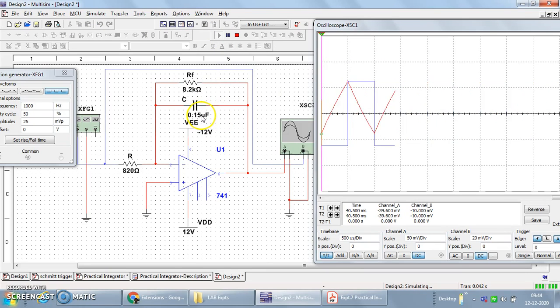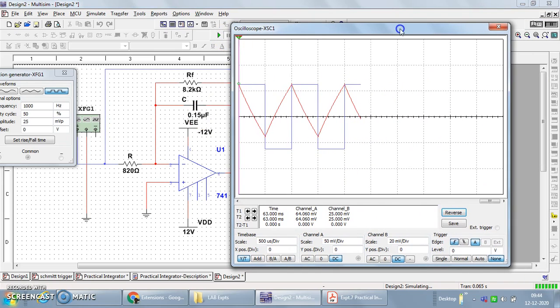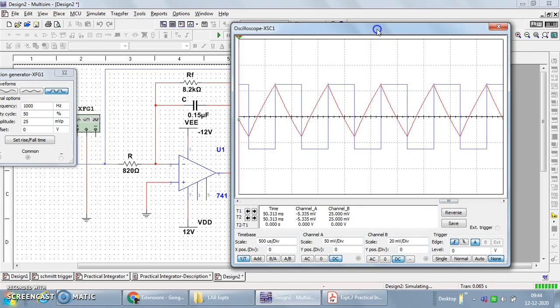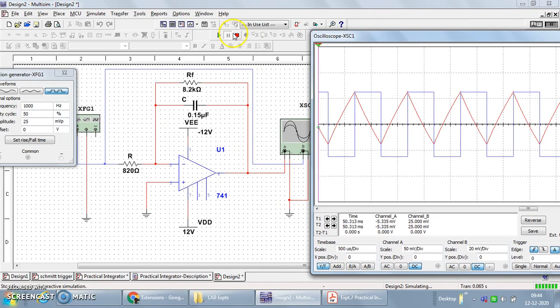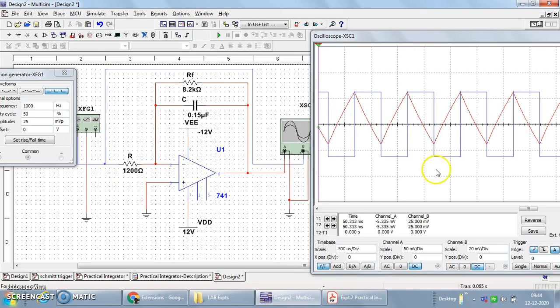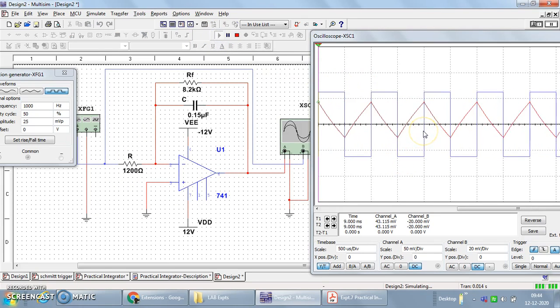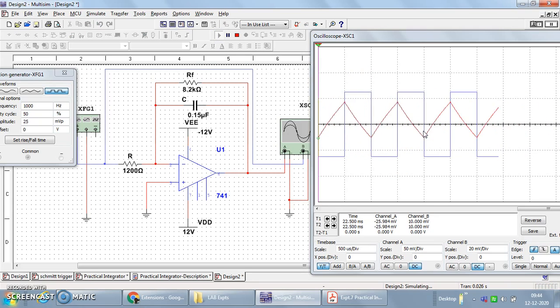So by increasing the value of the capacitor, the output waveform's amplitude, the red color waveform, has decreased. So the magnitude of the gain is decided by the capacitor value. Similarly, the same effect can be observed by changing the value of resistance. Instead of 820, if I make this 1200, again increasing the value of this resistance should decrease the magnitude of the output waveform. See, again the amplitude of the integrator output has been reduced.